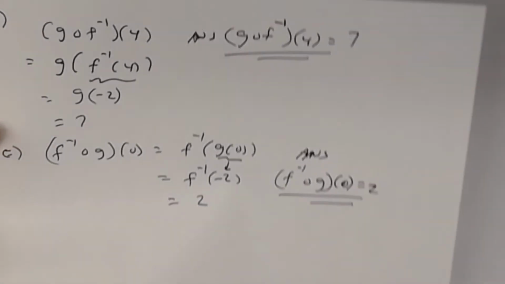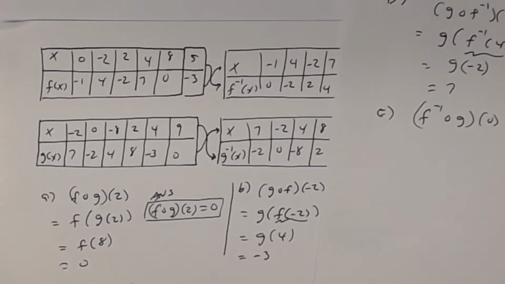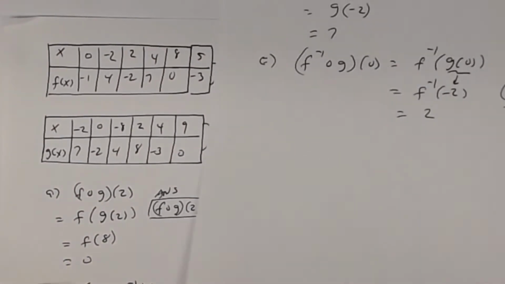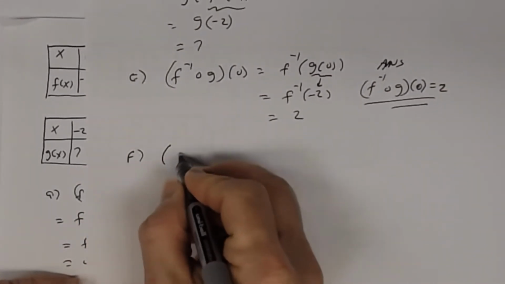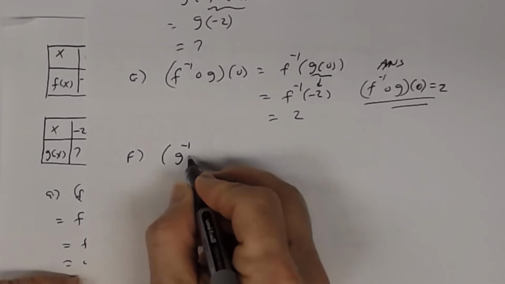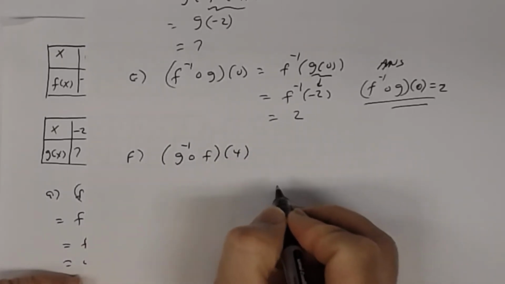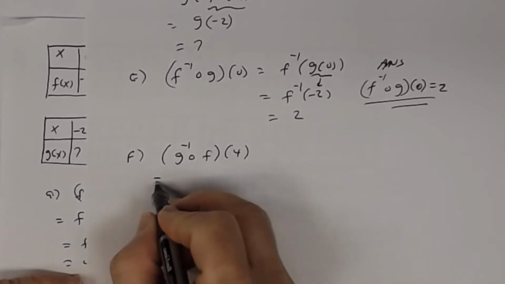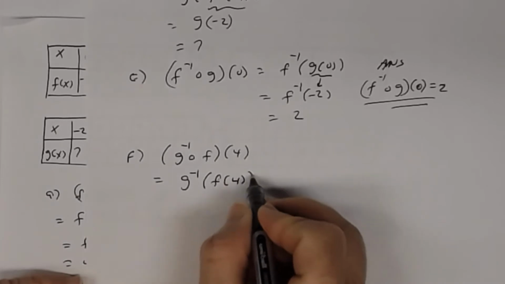Okay? All right, let's look at f. I'm going to do this on the side. So this will be f. So I have g inverse composed with f at 4. Well, by definition, this means g inverse of f of 4.